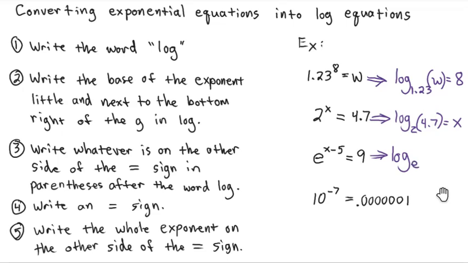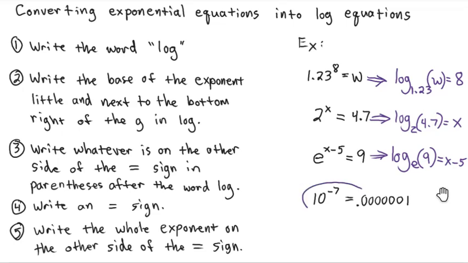So log base e. Then on the other side of the equal sign is 9, so we'll put in parentheses 9. Then we'll write an equal sign. Then we're going to write the whole exponent, which is x minus 5. There we go, and we did it.